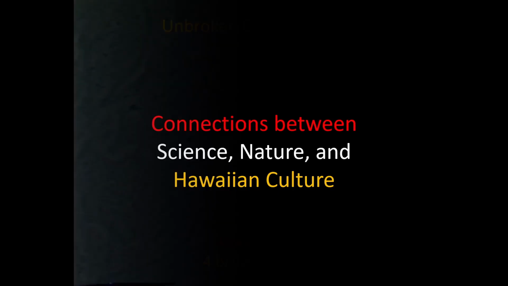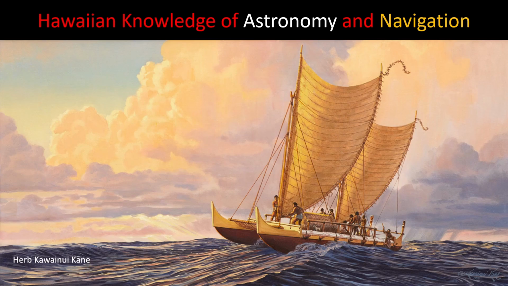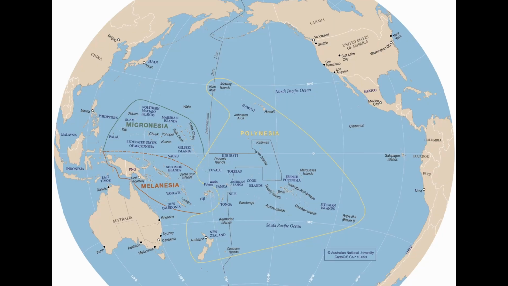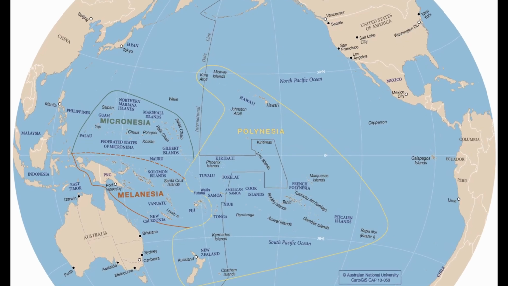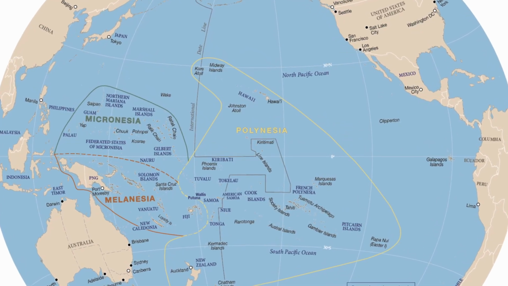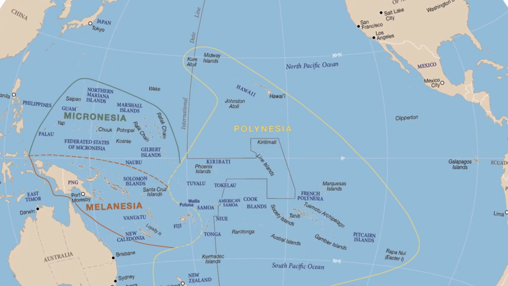So I want to talk today about the connections between science, nature, and Hawaiian culture. Many of you know that Hawaiian knowledge of astronomy and navigation is legendary. They knew more about astronomy and navigation than anyone in the world, by far. The Pacific Islanders navigated the entire stretch of the Pacific Ocean, all the way to the Easter Islands. Past the Easter Islands, there is strong evidence that they were in South America before 1200, before any Westerners ever came there. They had trade routes back and forth. They knew exactly how to get from one place to the other. They had the navigation thing down pat. 8,000 miles of the Pacific Ocean.